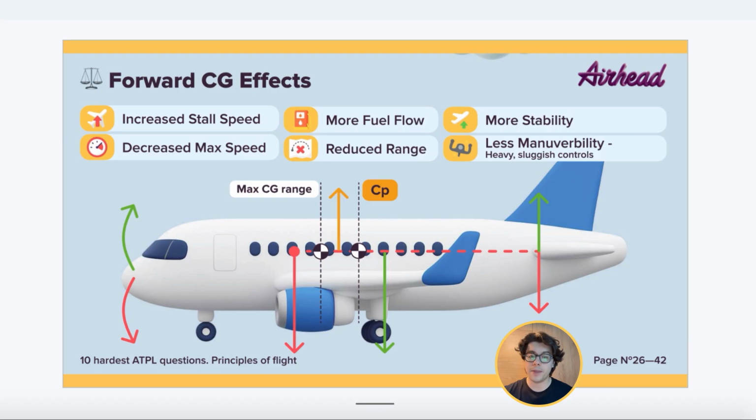And there are some other effects of the forward CG. For example, decreased max speeds, reduced range, as we already discussed, more fuel flow, which translates into the range, and increased stall speeds. As you can see here on the diagram, the tailplane creates a downforce in order to offset the forward CG, which acts in the same direction as our weight. So we need to produce, simply put, more lift.